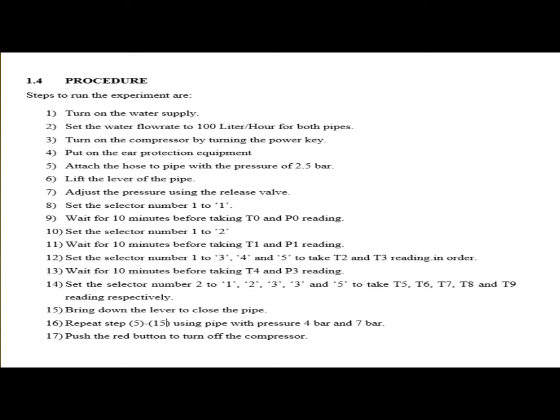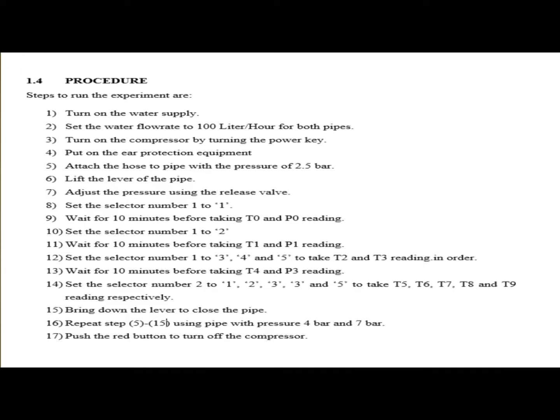Step 6, lift the lever of the pipe. Step 7, adjust the pressure using the release valve. Step 8, set the selector number 1 to 1. Step 9, wait for 10 minutes before taking T0 and P0 readings. Step 10, set the selector number 1 to 2. Step 11, wait for 10 minutes before taking T1 and P1 readings. Step 12, set the selector number 1 to 3, 4 and 5 to take T2 and T3 readings in order. Step 13, wait for 10 minutes before taking T4 and P3 readings.